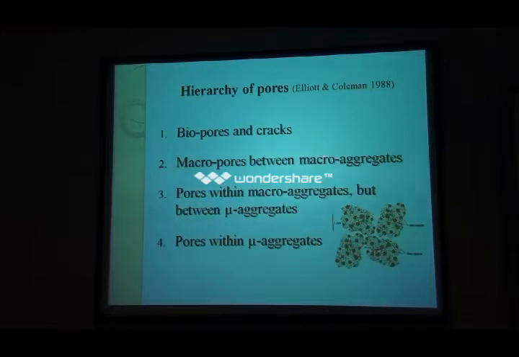And then there are macropores between macro aggregates. If you look at this picture here, these are 4 macro aggregates, and there's space between them. They're drained at field capacity, so they're going to be 100 micron or so. These ones here are mostly drained because they're quite large. These ones are drained at field capacity.